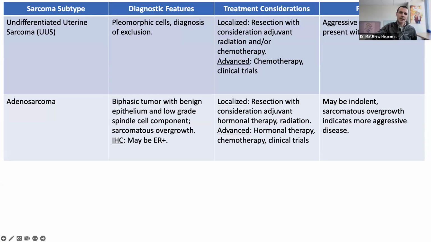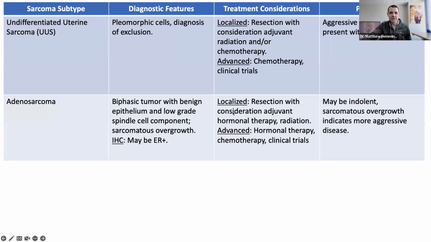And the pathologist will recognize that these can be ER positive. The pathologist will also look for something called sarcomatous overgrowth. So if there is an abundance of more atypical, aggressive-looking sarcoma cells, they would categorize this as adenosarcoma with sarcomatous overgrowth, which portends a more aggressive disease.